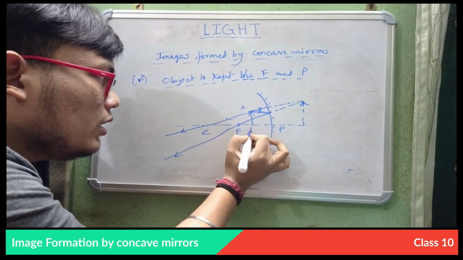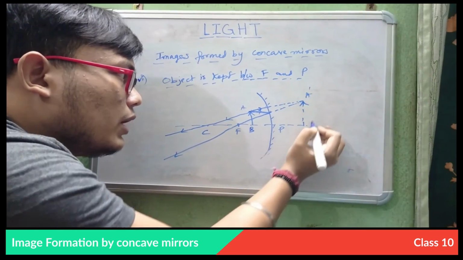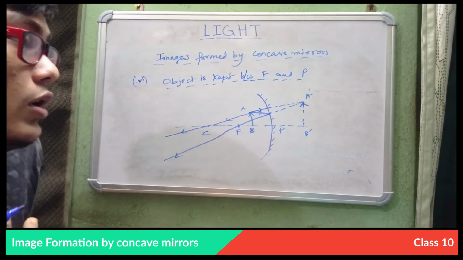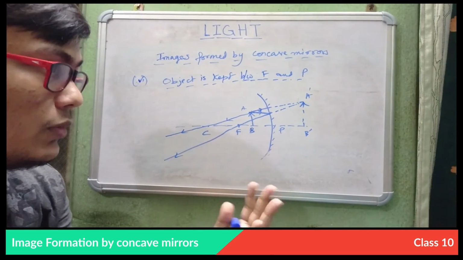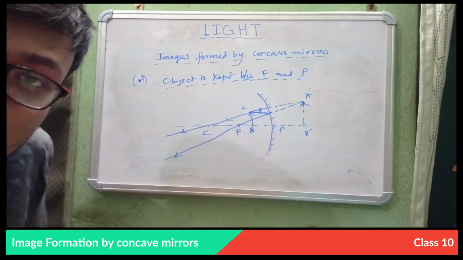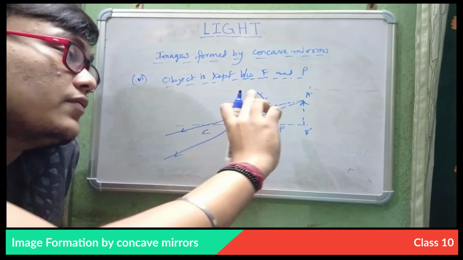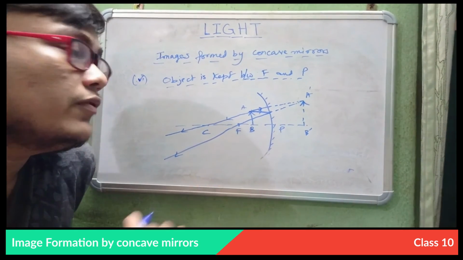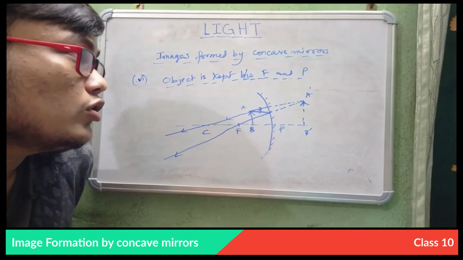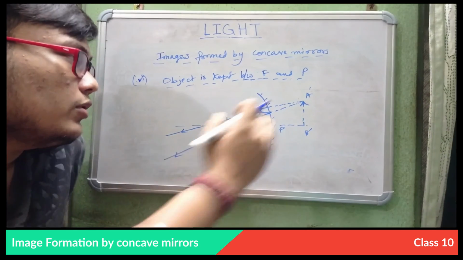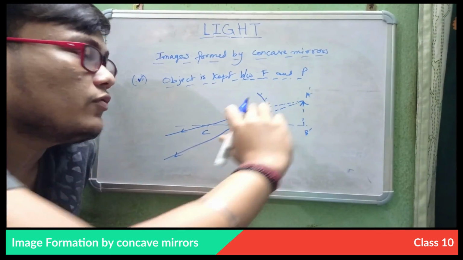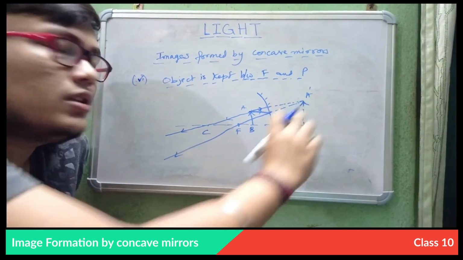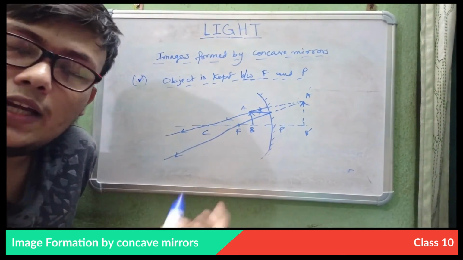Let's say this is AB, so the image formed will be A bar B bar. The image will be formed on the other side of the mirror, and it will be an erect image. As it is formed on the other side of the mirror, it will be virtual in nature. We perceive that it is found beyond the mirror, in the back side of the mirror, right?